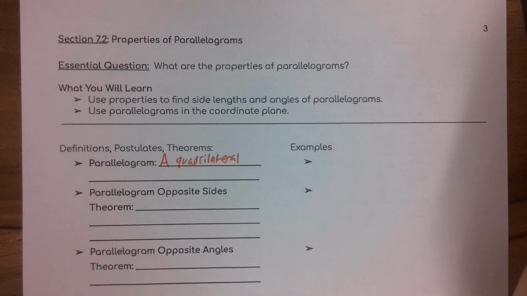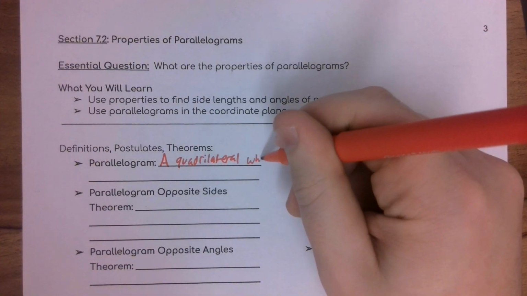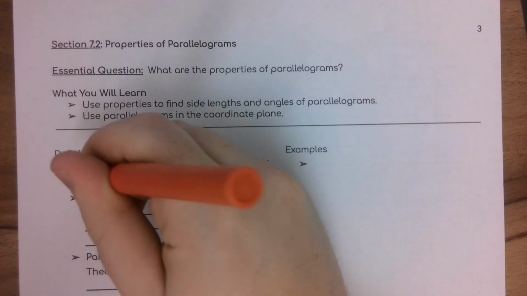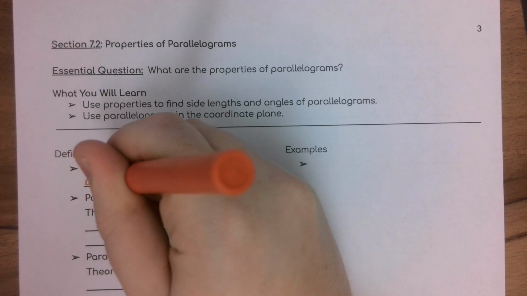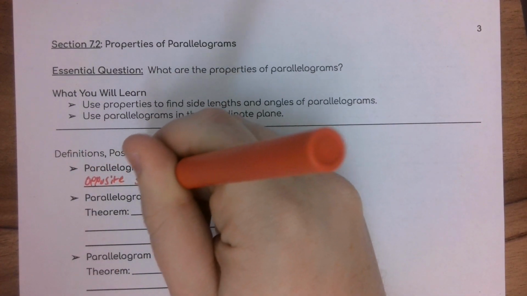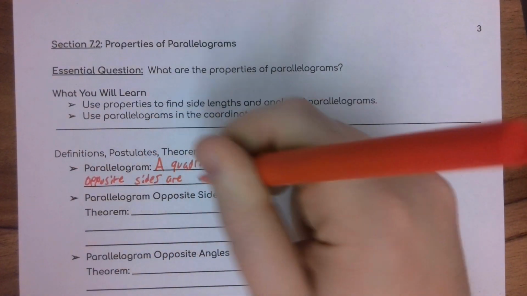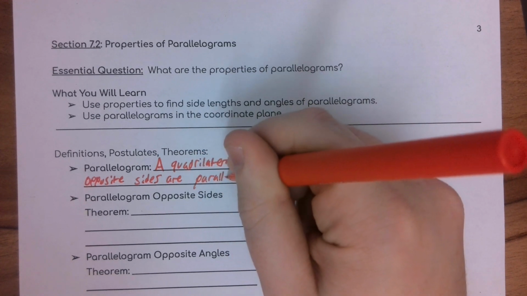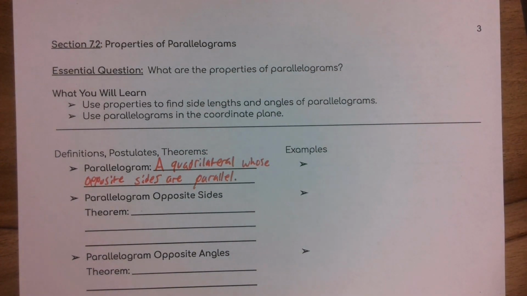A quadrilateral whose opposite sides are parallel, hence parallelogram. So this definition is intentionally pretty loose. Parallelograms are a lot of different shapes. We just call them all parallelograms as a category.